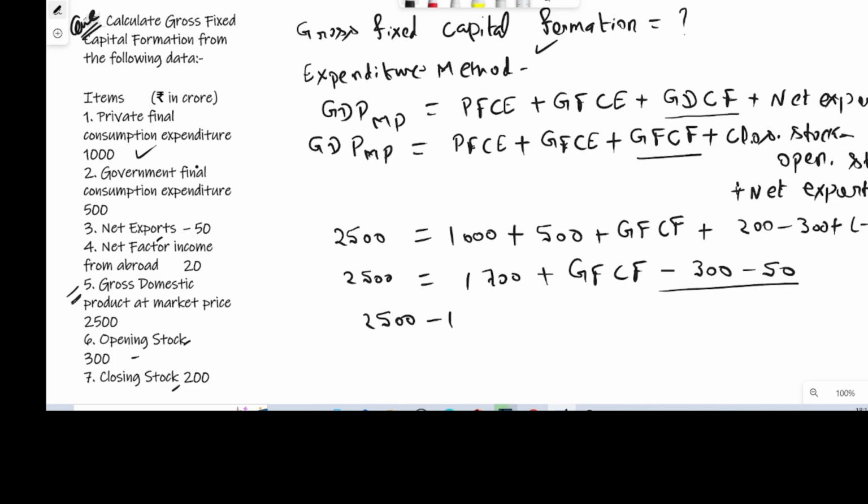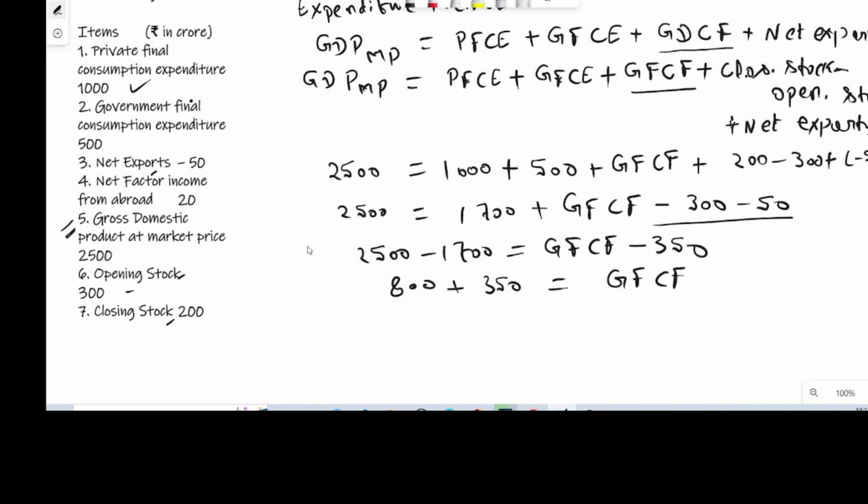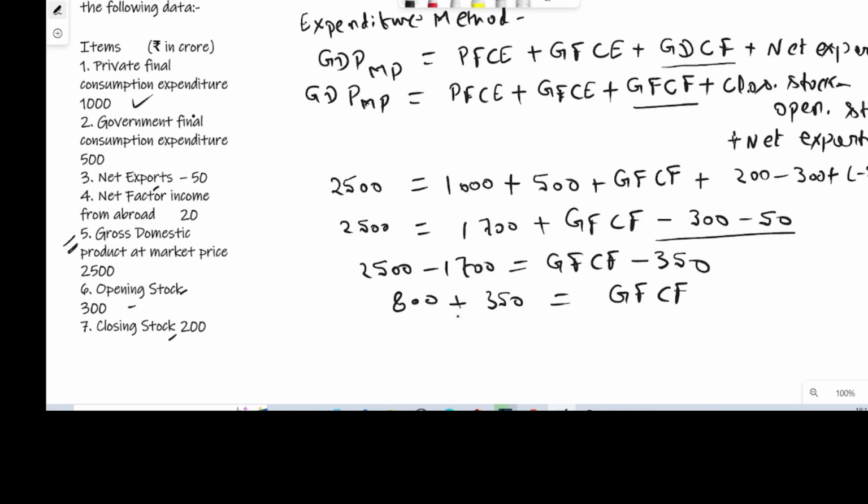I can bring 1700 here. Gross fixed capital formation minus 350. So 2500 minus 1700 is 800. I can bring this here. Sign will get changed. Gross fixed capital formation. Here we are almost close to our answer. The sum is 1150.